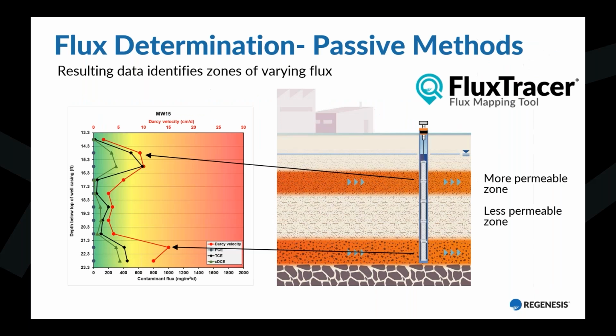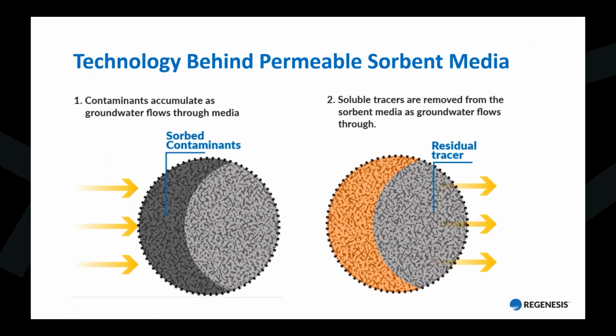The type of output that you get looks something like this, where you'll have the depth of the casing, and this is Darcy velocity, and you see how this varies, and then this is the mass flux of the contaminants, or the contaminant flux. And why this is important, you can just look at this. You're going to be able to see that there are particular zones where there's a little more transmissivity and concentrations may be a little more elevated. So that's certainly important for any design that we're putting together.